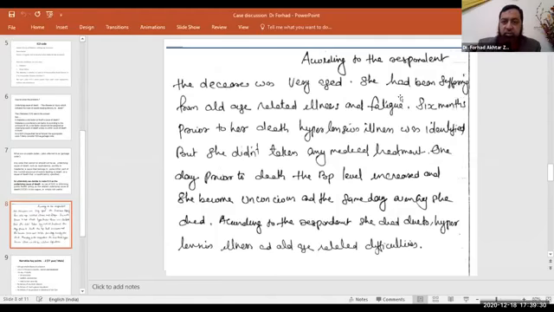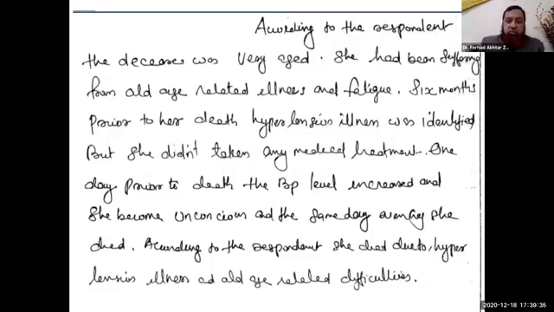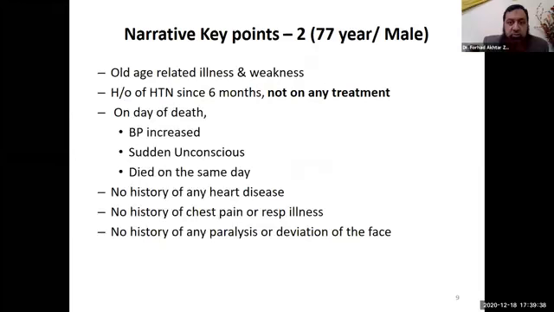So this is the narrative which was already in English. Just the key points: a 77-year-old male, with old age related illness and weakness. There was a history of hypertension mentioned in the narrative itself since 6 months, and he was not taking any treatment.